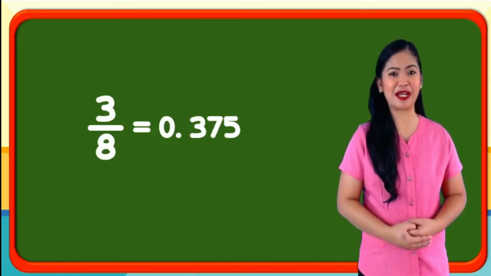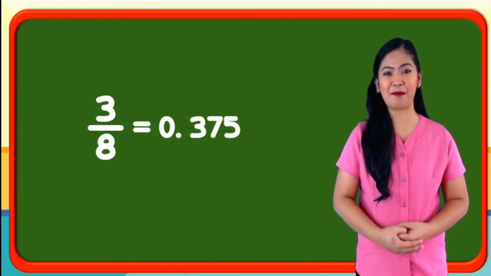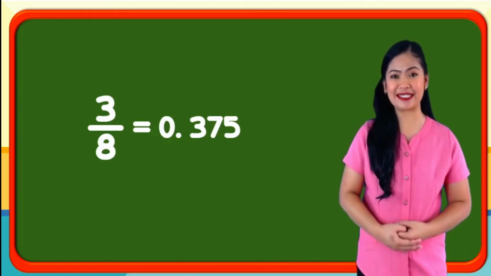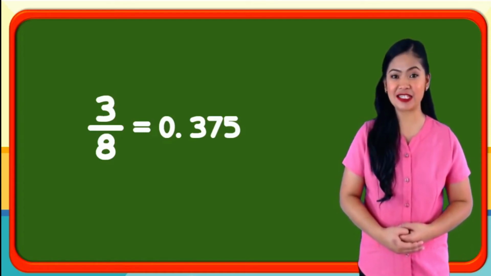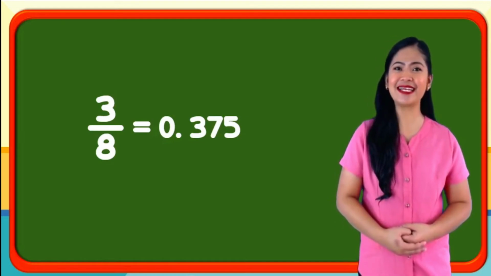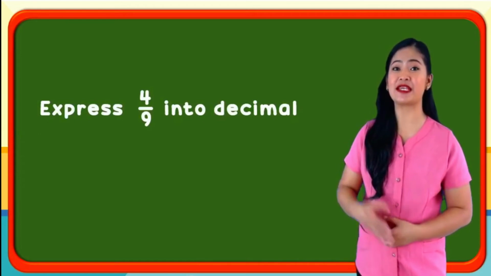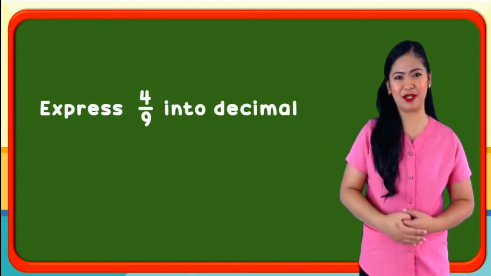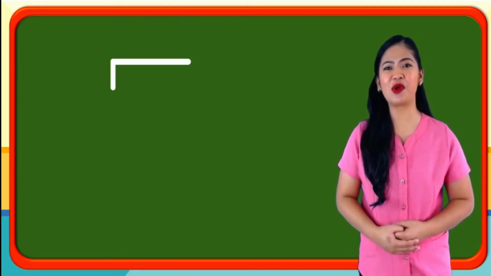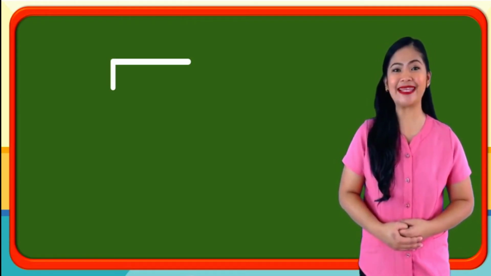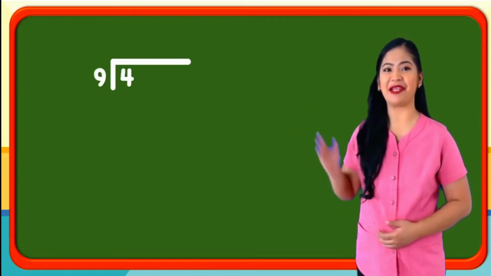Are you getting familiar with the process? Great! For the previous examples, all answers are exact with a 0 remainder. What if it is not exact? Let us see this example. This time, let us try to express 4/9 into decimal form. Again, by using long division, we are going to divide the numerator by the denominator. That means 4 divided by 9.